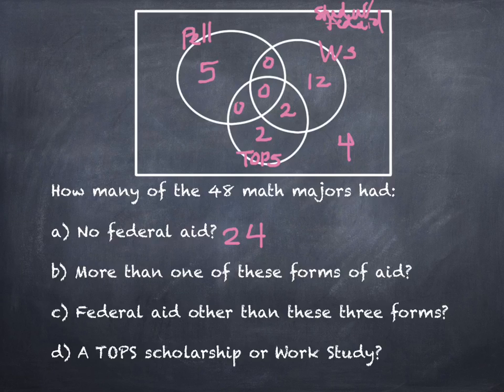Now the one that says more than one of these forms of aid, well, that's going to be in any part of those overlapping pieces, and that would give us 2. Federal aid other than these three forms, and that would be the 4 that's on the outside. And then top scholarships or work study means that I add up all of the values within the top circle and the work study circle. So I have 2, 2, and 12, which means I have a total of 16 who have top scholarships or work study.